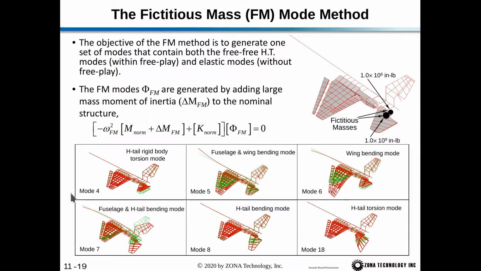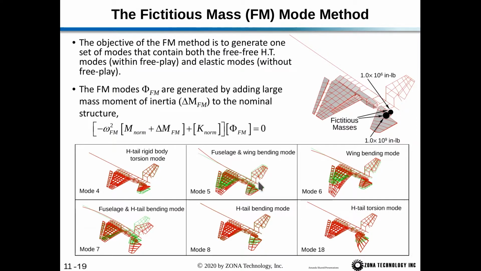We've excluded modes 1 through 3. Those are the rigid body modes. Now mode 4 is a horizontal tail, nearly rigid body torsion mode. So there's very little elastic deformation in the horizontal tail here, and you can see that it looks like just a horizontal tail rigid body torsion mode. So next, mode 5, this is our first true elastic mode.